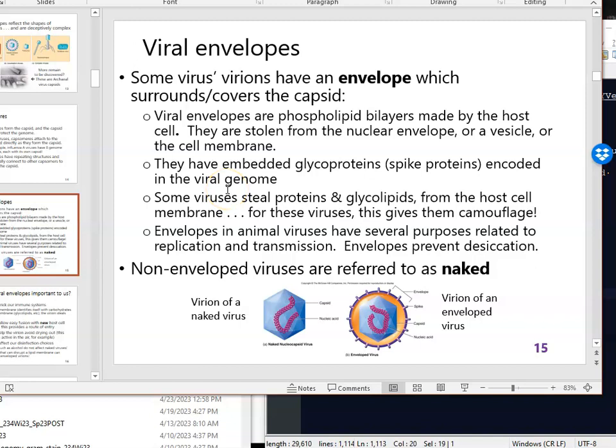Well, they are going to affect how a virion penetrates a new host cell. That's going to be determined partly by whether or not there's an envelope. So envelopes are important. And then there might be enzymes and other stuff in there.